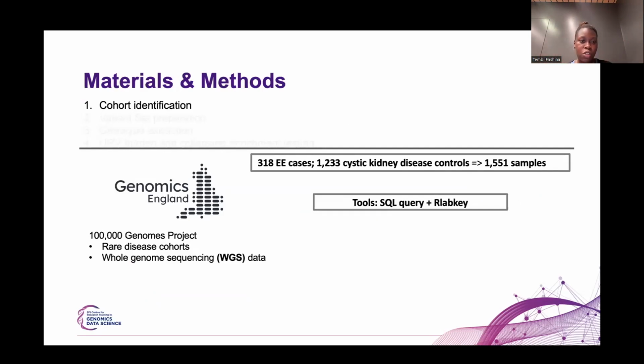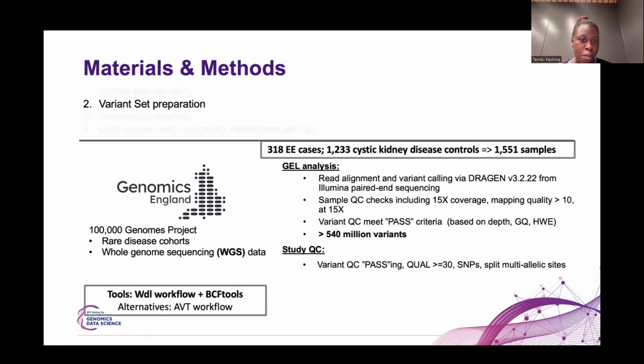The first thing I did was to identify my cohort within the 100,000 Genomes Project using the research environment. This is within the rare disease cohorts, in contrast to, say, the cancer cohorts, and we have access to whole genome sequencing data from all the individuals recruited in this cohort. I identified 318 people who were recruited on the basis of having a diagnosis of the epileptic encephalopathies, and then used 1,233 individuals with cystic kidney disease as a non-neurological control, using SQL and LabKey in the research environment.